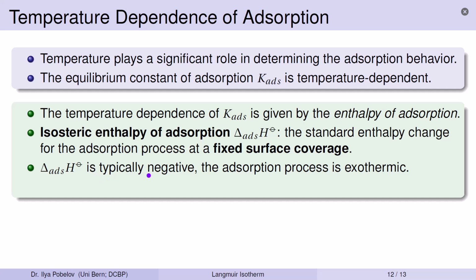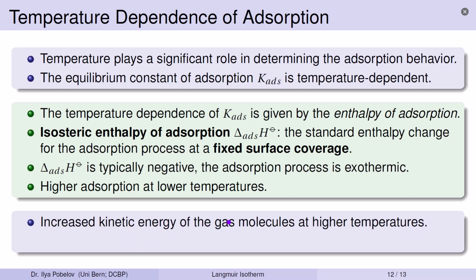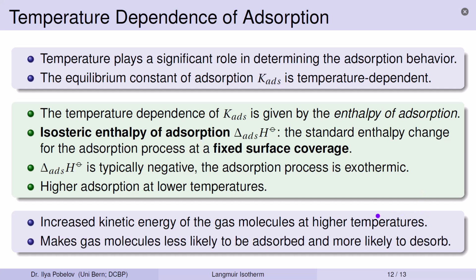This value is typically negative, indicating that the adsorption process is exothermic. The exothermic nature of the adsorption leads to higher adsorption at lower temperatures. This behavior can be understood as being due to the increased kinetic energy of the gas molecules at higher temperatures, which makes them less likely to be adsorbed and more likely to desorb if already adsorbed.